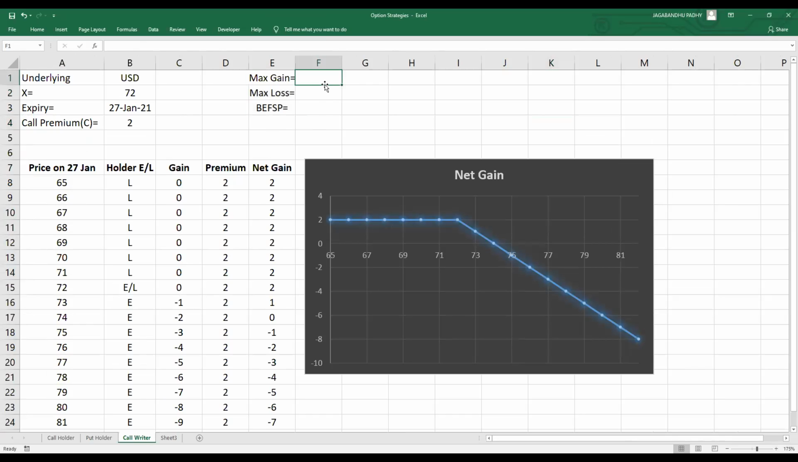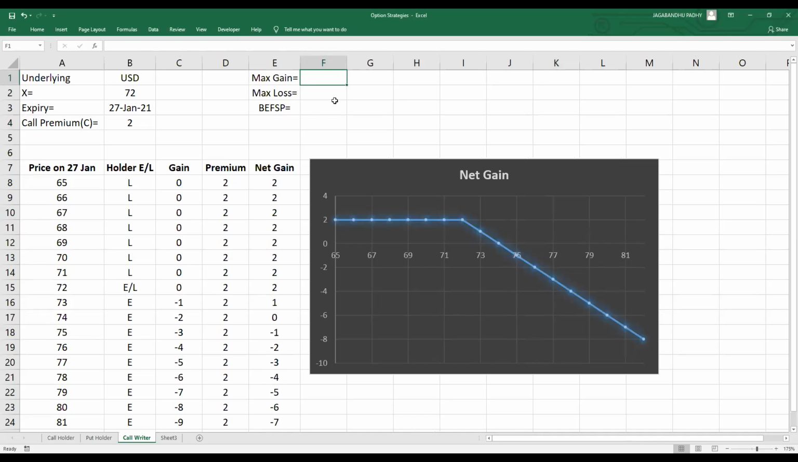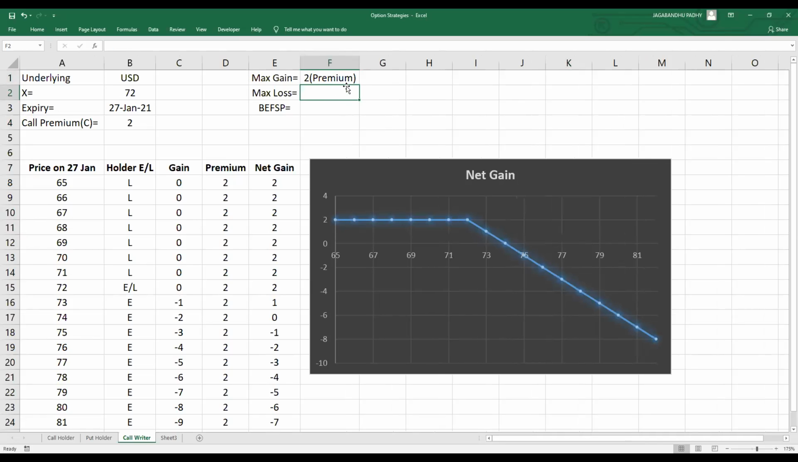Now over here also, I just want to look at these three things. Tell me what is the maximum gain possible for the call writer? Premium. The maximum gain that is possible is simply the 2 rupees, or I can call that the premium. And what about the maximum loss? Infinity. Yes, that's going to be infinite.